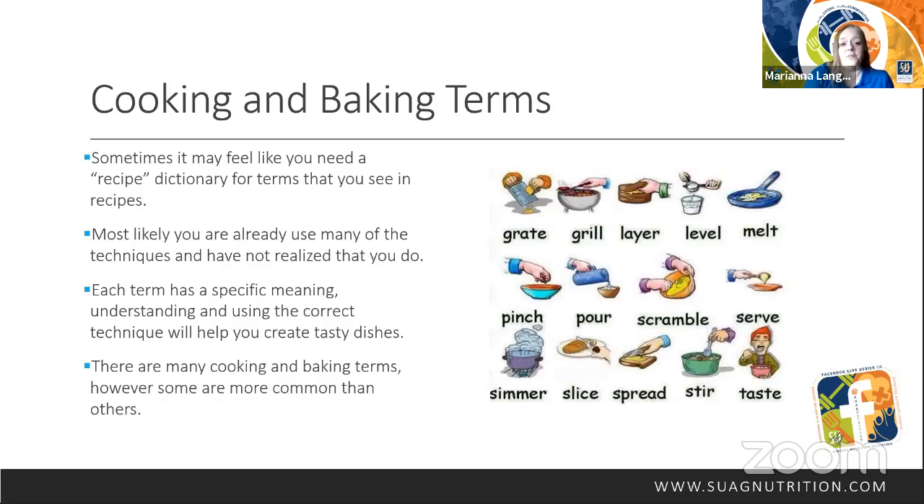All right, so cooking and baking terms. Sometimes it may feel like you need a recipe dictionary for terms that you see in those recipes. Most likely, you're already using many of those techniques and just haven't realized that you are. Now, each term has specific meaning. Understanding and using the correct technique will help you create those tasty dishes. There are many cooking and baking terms. However, we do see some more often than others.